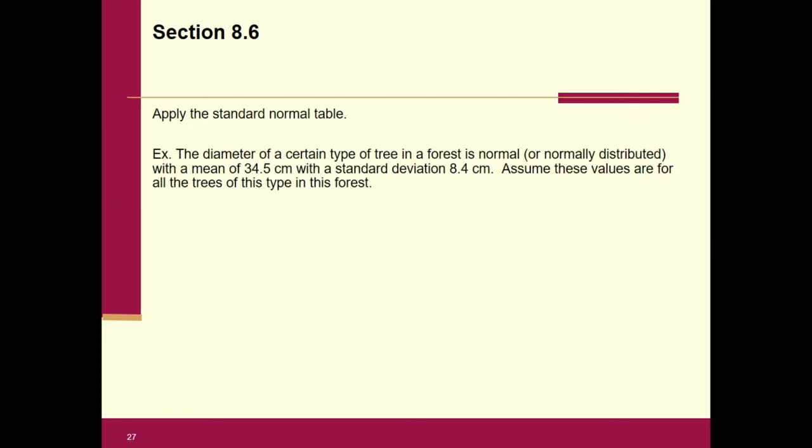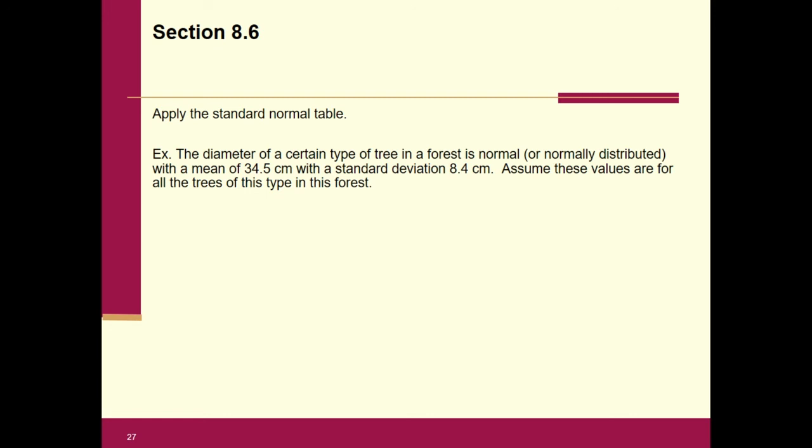Let's take a look at this problem and apply the standard normal table. Here the diameter of a certain type of tree in a forest is normally distributed. So don't freak out if you see normal or normally distributed, they mean exactly the same thing. What does it mean? It means that the random variable, and what's the random variable here? It's the diameter of this certain tree. That's X in the problem. That's the random variable X. And when it says it's normal, it means that X has all those characteristics of a normal distribution. So if it says it's normal or normally distributed, that's what it's talking about.